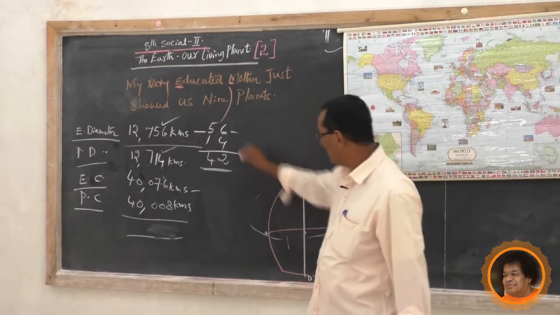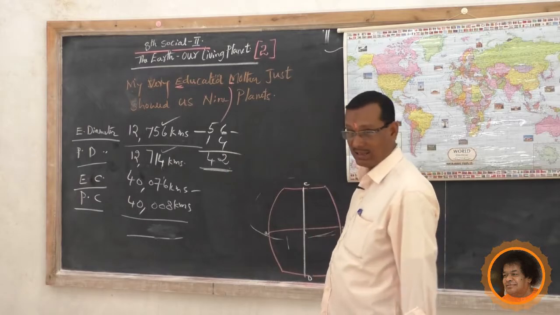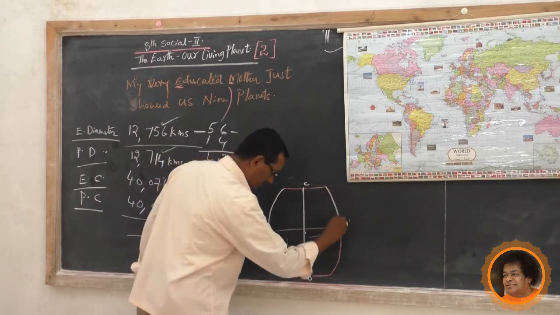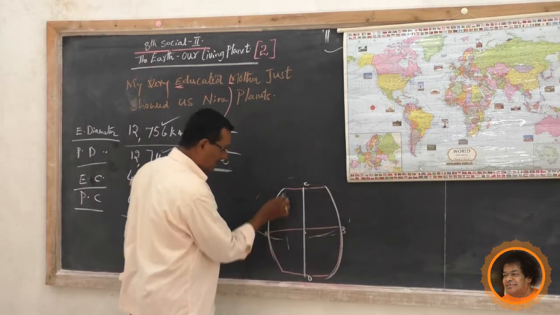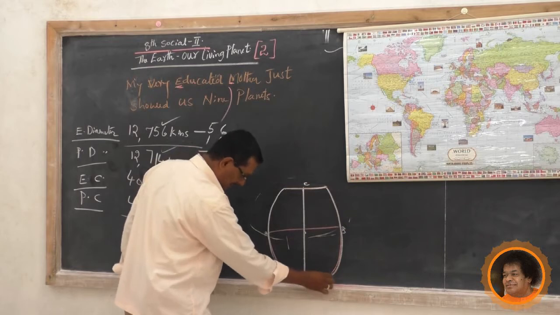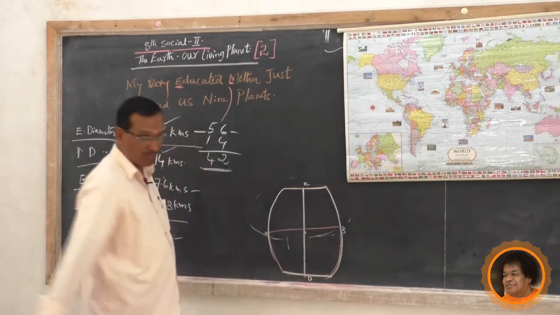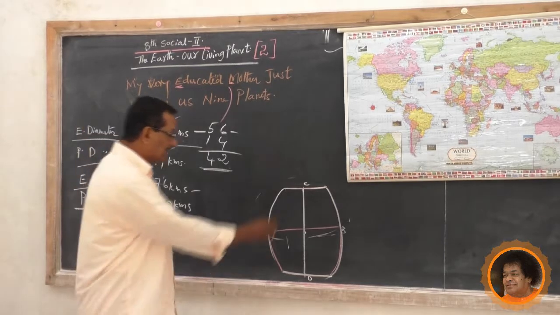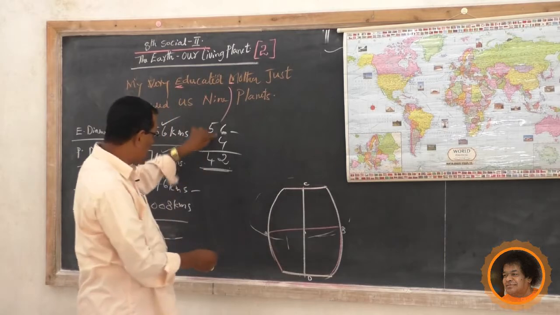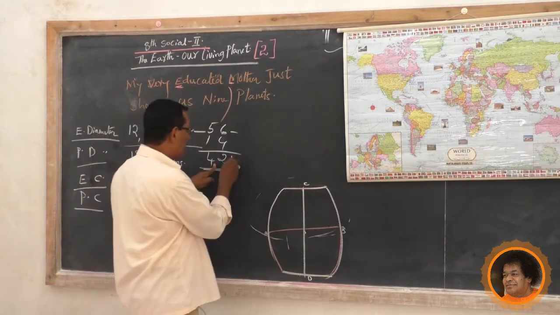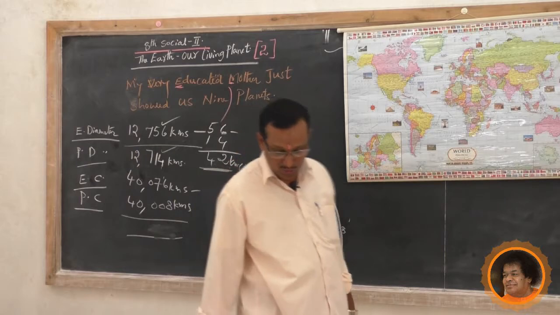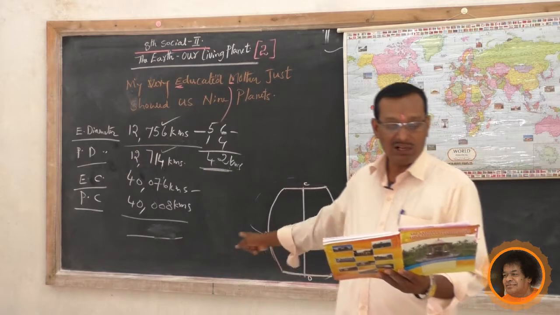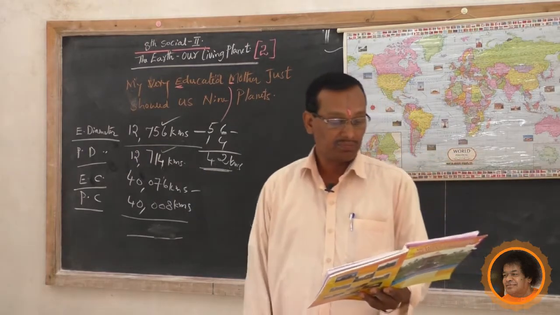There is a difference. Why is there a difference? Because at the equator it is wide, it bulges, and at the poles it is flattened. Therefore this is the difference of 42 kilometers. This is the proof for the geoid shape of the earth.